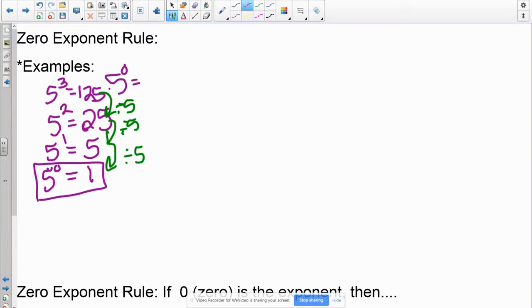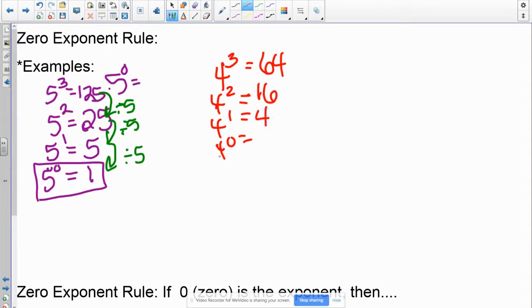Let's look at another pattern just to make sure. Let's go 4 to the 3rd power, 4 to the 2nd power, 4 to the 1st power, then 4 to the 0 power, just decreasing those powers by 1. So 4 to the 3rd power is 4 times 4, which is 16, times 4 is 64. 4 to the 2nd is 16. 4 to the 1st is 4. So if we look at our pattern, we're dividing by 4 each time. 16 divided by 4 is 4. And if we divide by 4 again, 4 divided by 4, notice we get, again, 1.